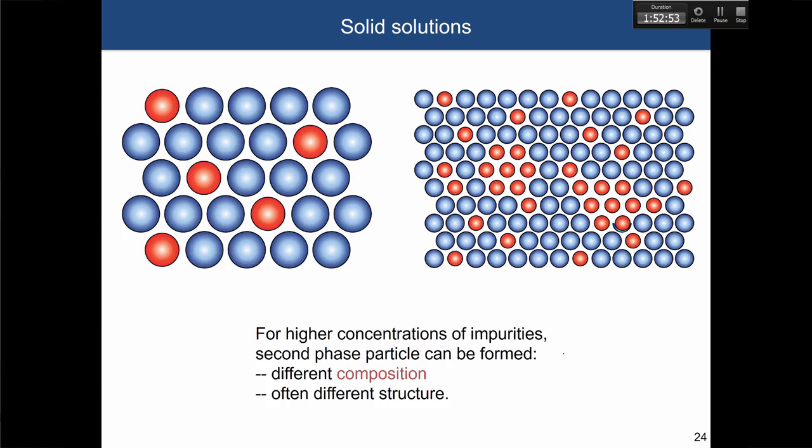interstitial impurity, and in the first case, substitutional impurity atom. Very often, when the concentration of these atoms is relatively low, you consider them to be point defects or individual defects. But the concentration can be increased such that you form a different phase. If the concentration of the point defects in this solid solution is relatively high, you can start a completely new phase.